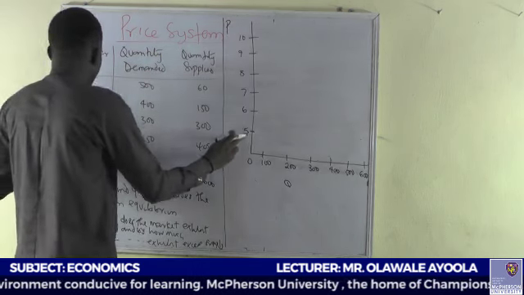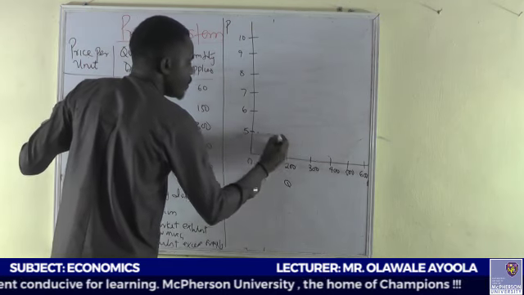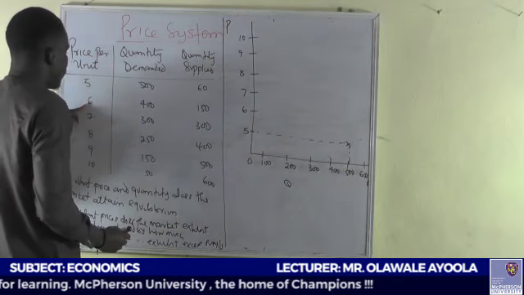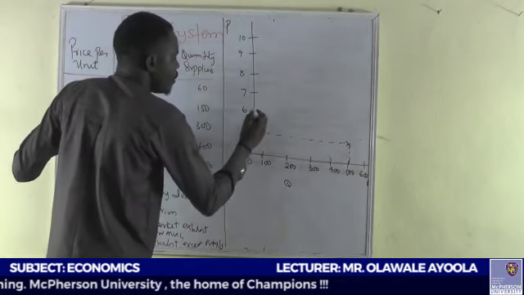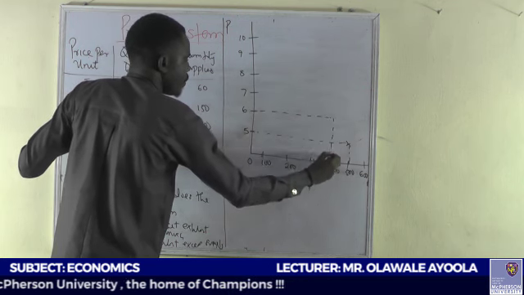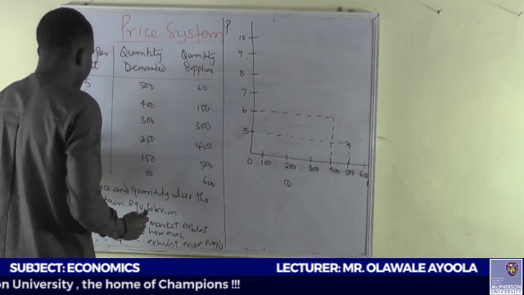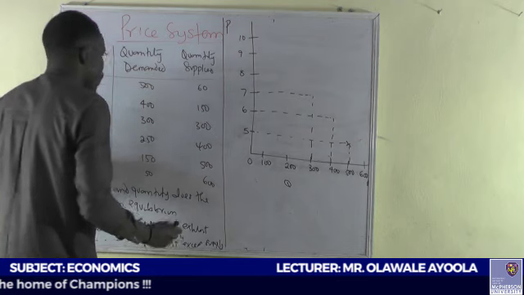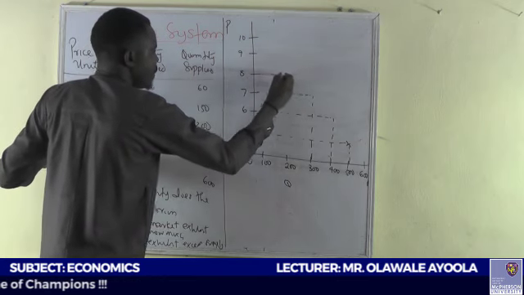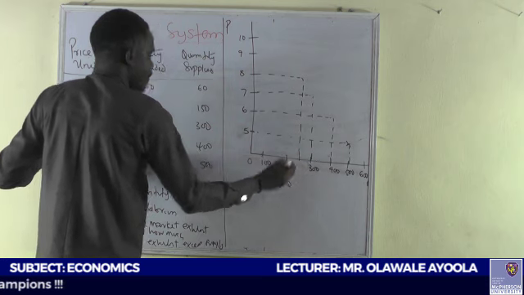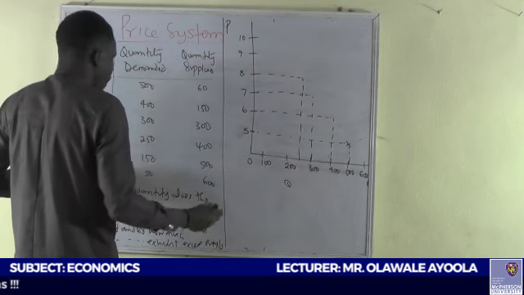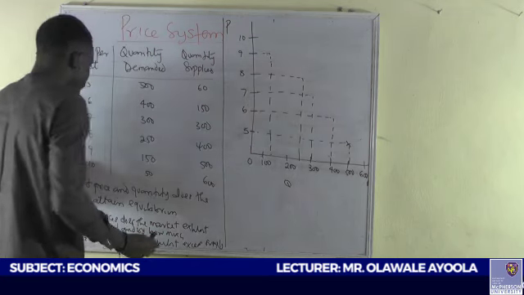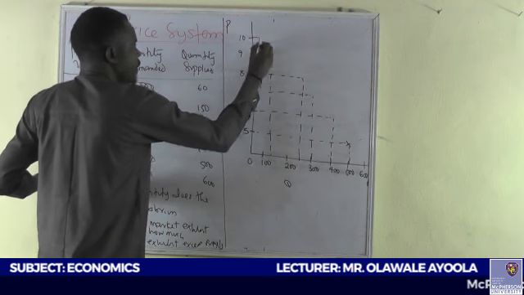When price is 5, quantity demanded is 500. When price increases to 6, quantity demanded is 400. When price is 7, quantity demanded is 300. When price is 8, quantity demanded is 250. When price is 9, quantity demanded is 150. At 10, quantity demanded is 50.